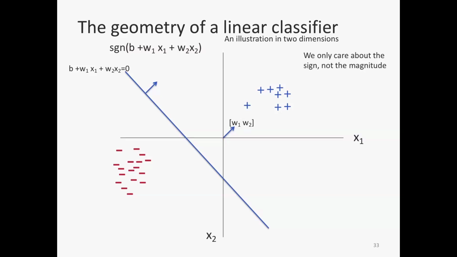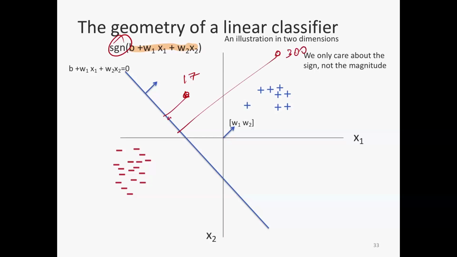But notice that we don't actually care about the value of B plus W1x1 plus W2x2. We only care about the sign. Maybe this point here has the value of 17, and this point here has the value of 300.